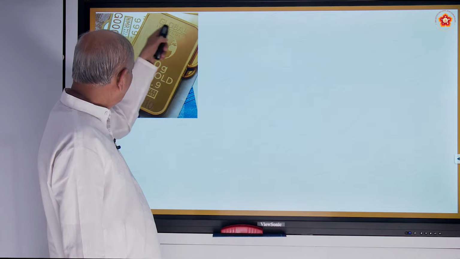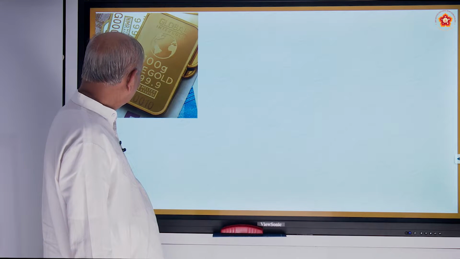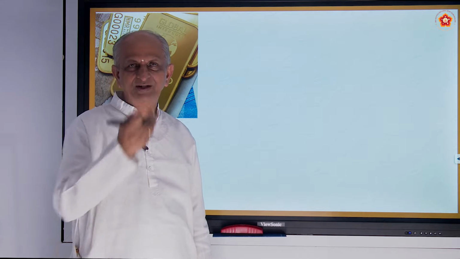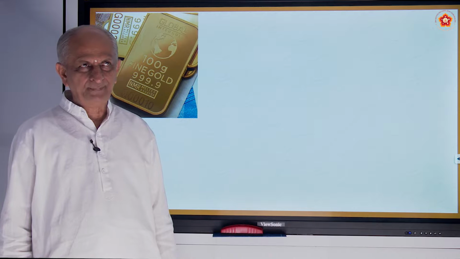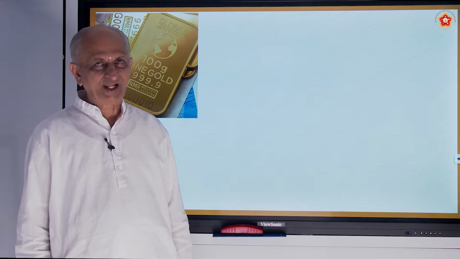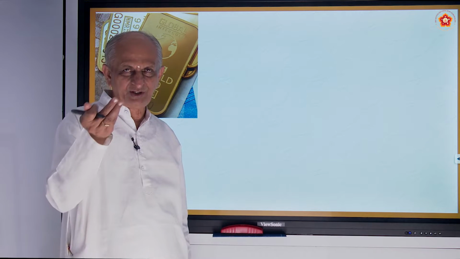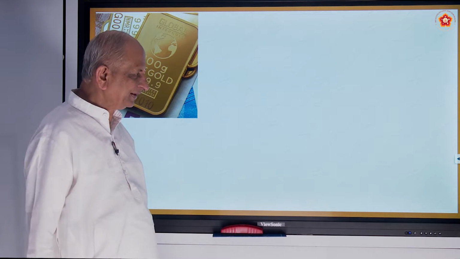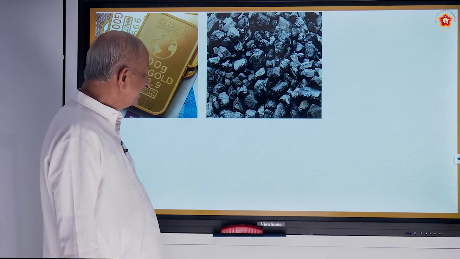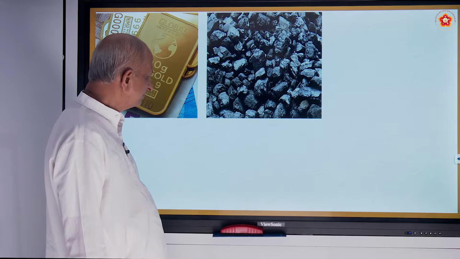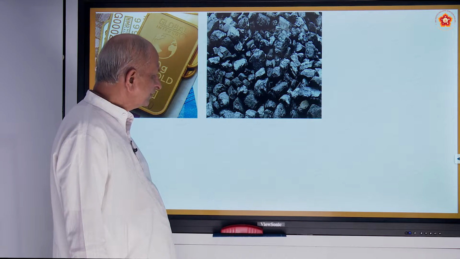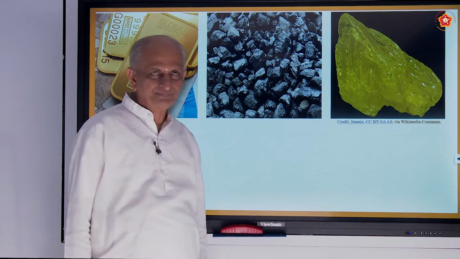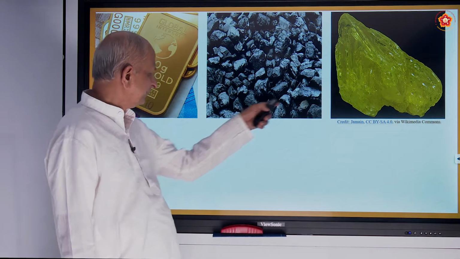So this is what is called gold plate. When I say gold, they will measure it in terms of what is called carats. The purest form of gold is 24 carat. The sovereign is called 22 carats. Usually the market what you see is nothing but 18 carats. And this is what is called coal, that is used for production of electricity. This is sulfur. So these are non-metals.